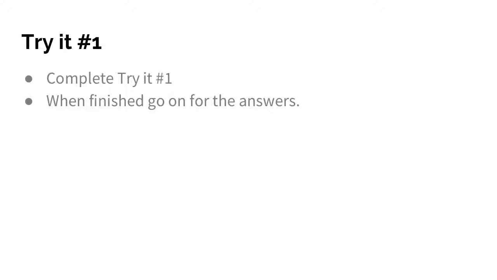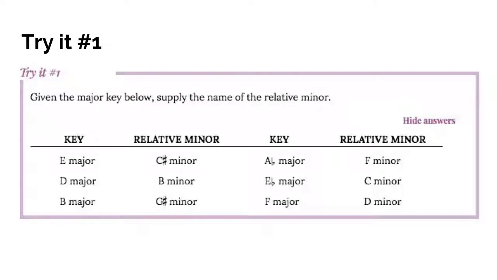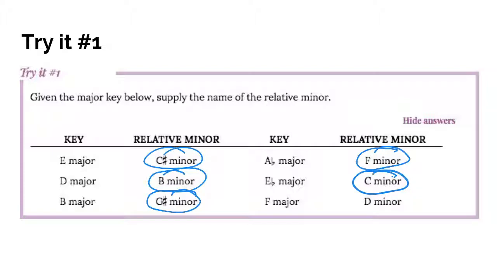All right, let's complete Try It number 1. Complete it now and then go on for the answers after you've finished. As you can see here, it already gave you E major. We have C sharp minor, D major 2 sharps, B minor, B major 5 sharps, G sharp minor, A flat major, which is 4 flats, F minor, E flat major 3 flats, relative minor is C, F major 1 flat, relative minor is D minor.